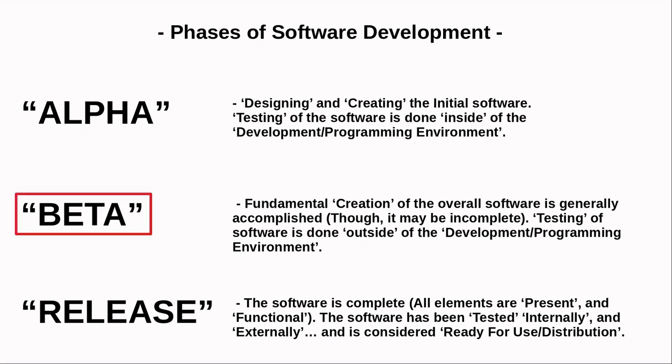The beta phase of software development is the point when the design and coding of the overall software is generally finished, though some of the functionality may be incomplete. Testing of such software is done outside of the development programming environment. This testing is performed upon compiled, relatively finished versions of the software.